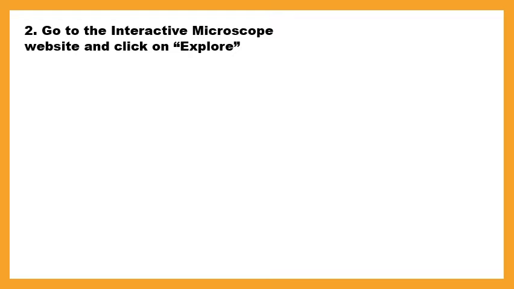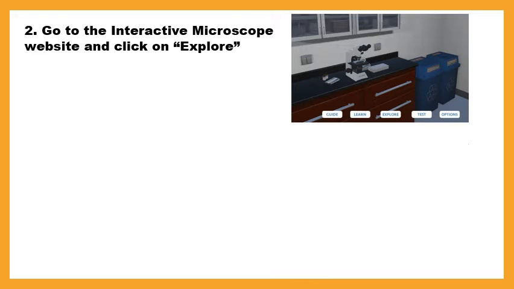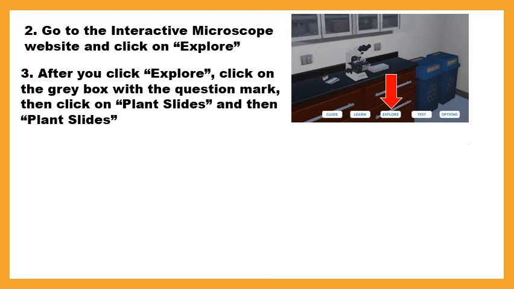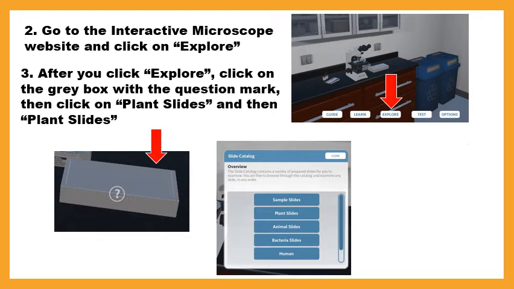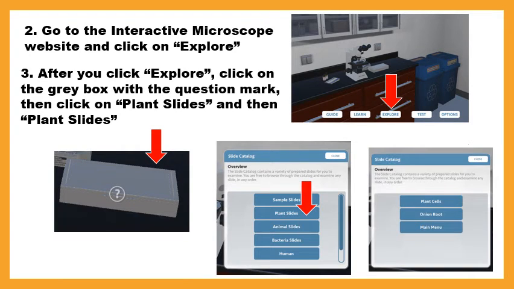All right, so after you draw your 3 circles on your paper, you're going to click the link in the Schoology to go to the Interactive Microscope website, and you're going to click on Explore. So it looks like this. It almost looks like you're in a lab, and you want to hit the Explore button. After that, you are going to click on the gray box with the question mark. You're going to click on that, and this screen will pop up. I would like you to click on plant slides. Then another screen will pop up, and I would like you to then click on plant cells.